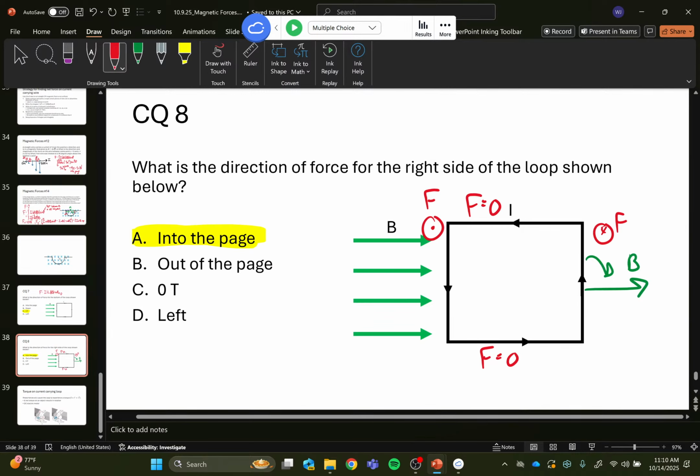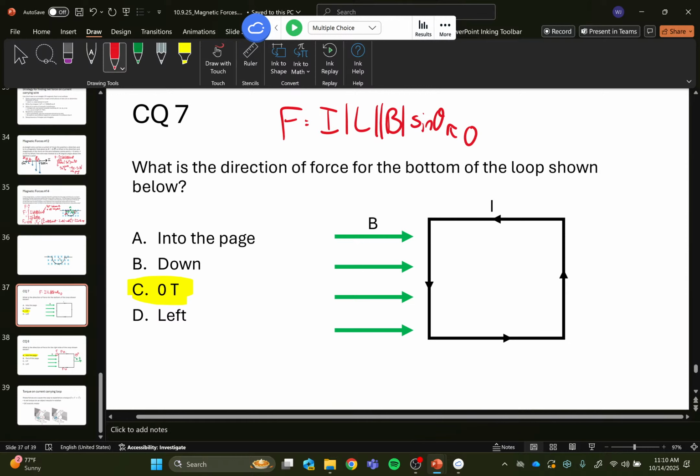Now, back to the shortcut. The net force on any loop of wire is 0. That is always true. If you have a magnetic field acting on a loop of wire, the net force is 0. It's a closed loop. That is a fact. How is this useful?